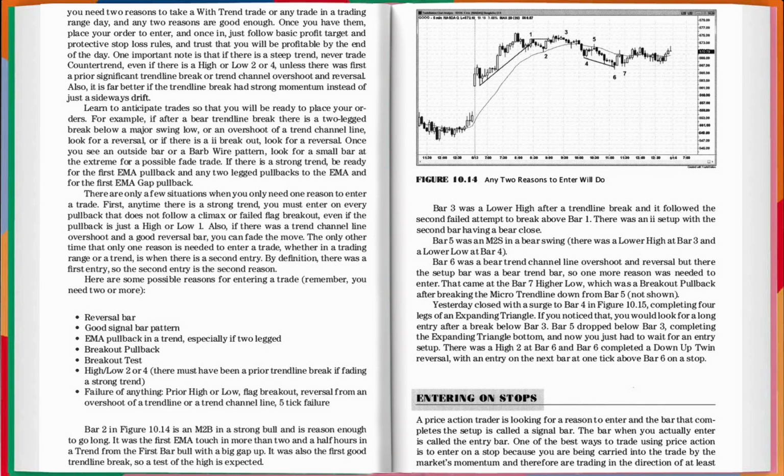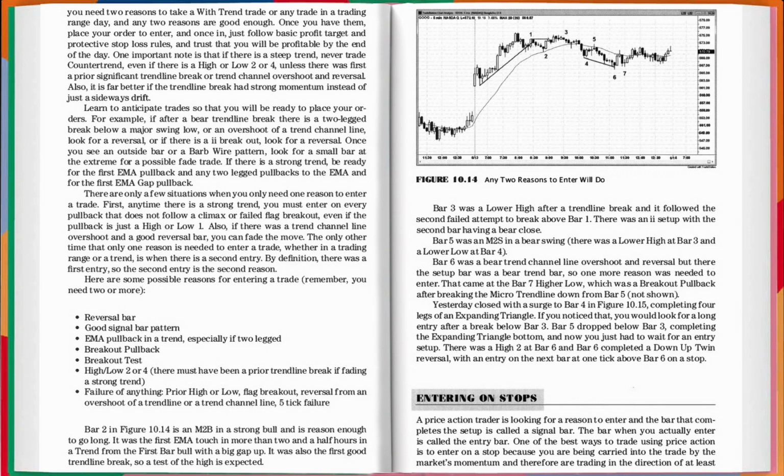R5 dropped below bar 3, completing the expanding triangle bottom, and now you just had to wait for an entry setup. There was a high 2 at bar 6, and bar 6 completed a down-up twin reversal, with an entry on the next bar at 1 tick above bar 6 on a stop.